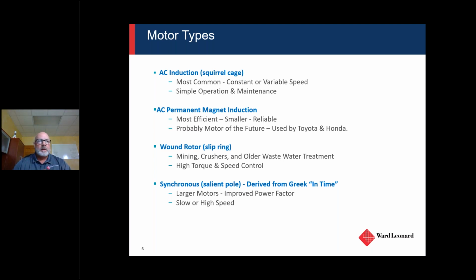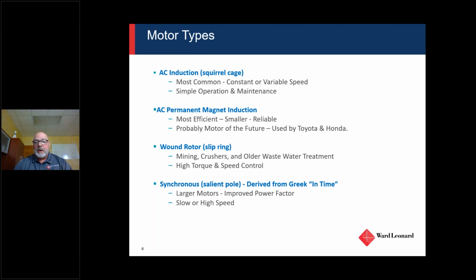AC induction motors are typically the most common. I don't know what the percentage is, but it would be a large percentage of everything in the motor population would be AC induction squirrel cage type motors. They are constant or variable speed, very simple in operation. They can be random wound on low voltage, or form wound for higher and medium voltage types, but very basic.